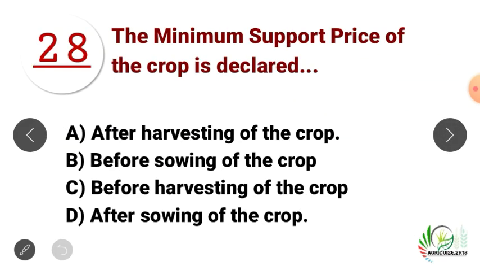Question number 28. The minimum support price of the crops is declared. Option C is correct, before sowing of the crop. Before sowing of the crops, minimum support prices are declared by the Government of India.